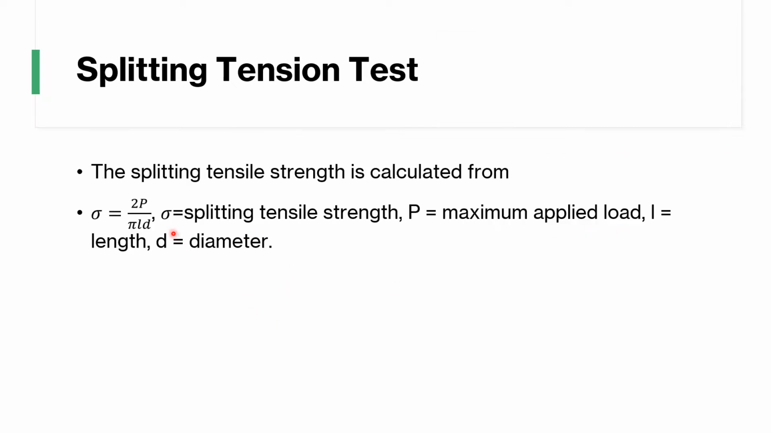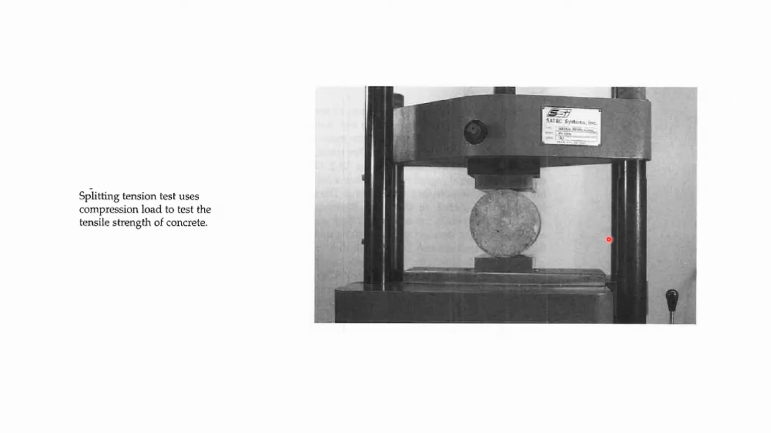So what are we measuring? P is your load, L is your length, and D is your cross-section diameter. Two times P divided by your length and diameter multiplied by pi is going to give you your tensile strength. Make sure you get all of the calculations. The splitting tension test uses a compression load to test the tensile strength. This is your concrete cylinder right there inside.